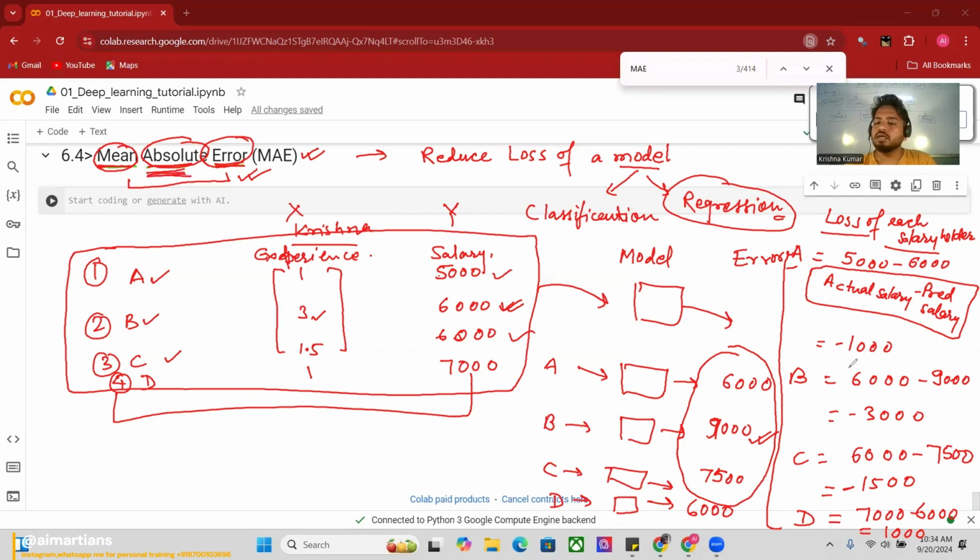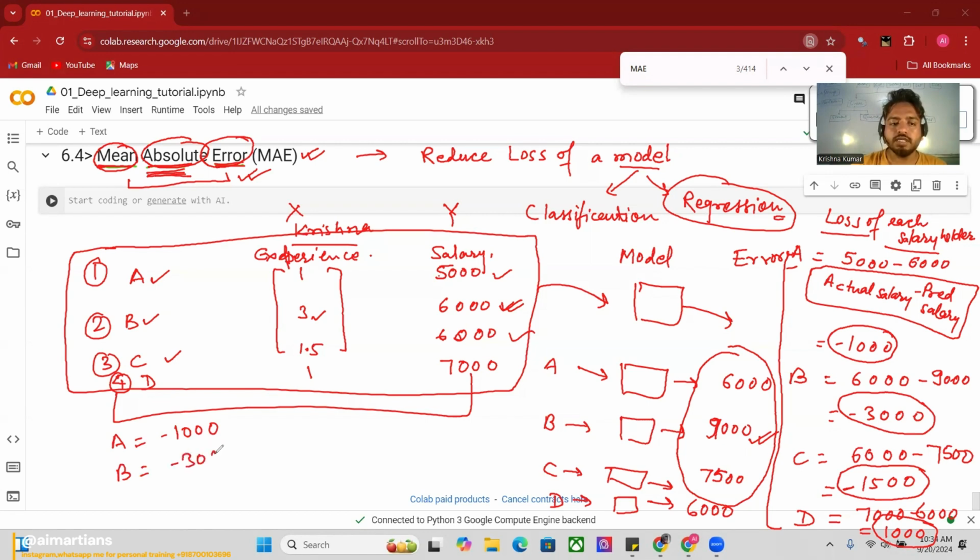Let's mark these data points 1, 2, 3, 4. Let's say A is making a loss of 1000, B a loss of 3000, C a loss of 1500, and D a loss of 1000. You might say D is not making a loss, D is in profit, but according to maths and statistics this is also a kind of loss, because he deserves 6000 but I'm giving him 1000 more. So these values are not absolute values, because this one is in the negative sense and this one is in the positive sense.